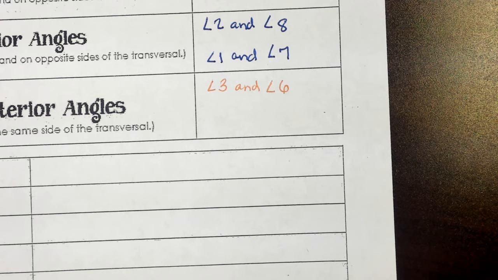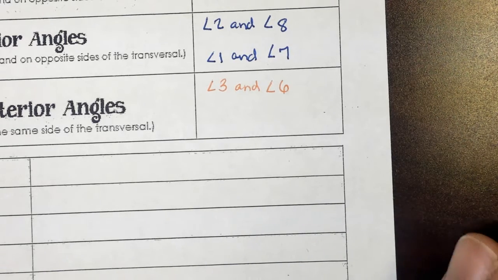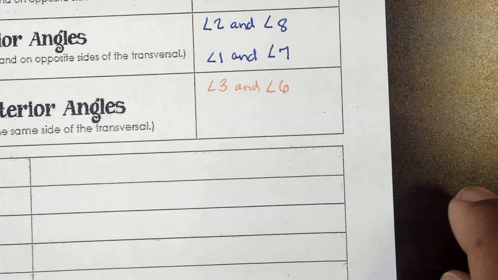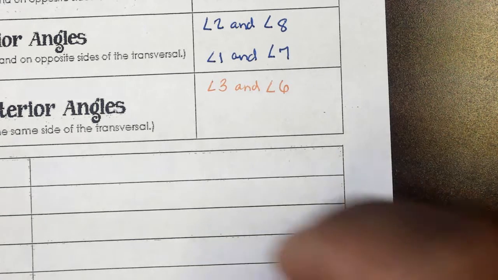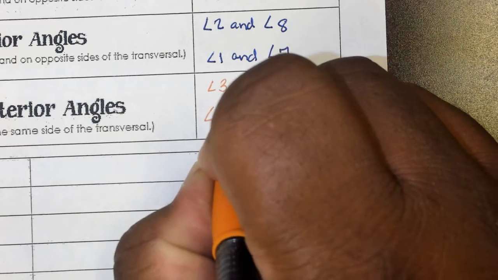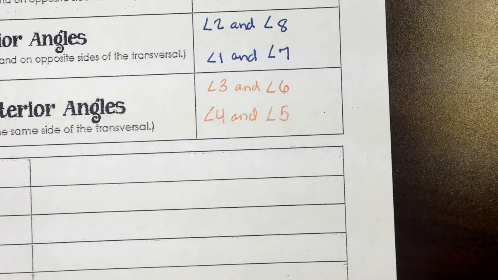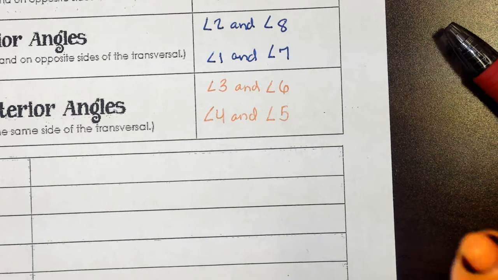Irvin, what would the other pair be? I can't hear you, man. Go ahead, Kevin Rose. 4 and 5. Angle 4 and angle 5. That would be the other pair of consecutive interior angles.